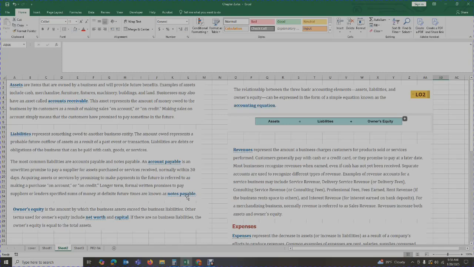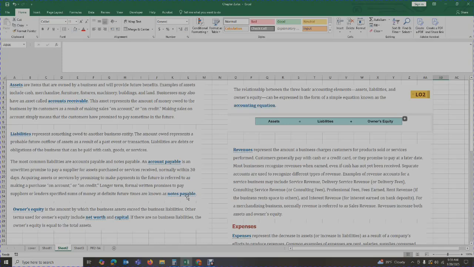Now, a liability is anything that is owed by the business. These are your liabilities. These are your debts. Liabilities represent something that is owed to another business entity. The amount owed represents a probable future outflow of assets, usually cash. You have to use your cash to make your payments towards what you owe. So liabilities are also known as debt.